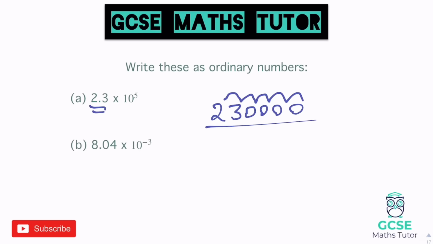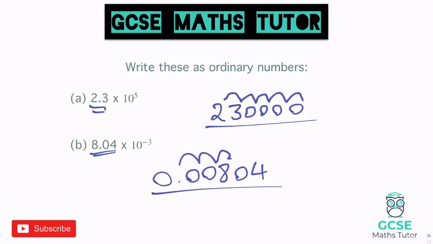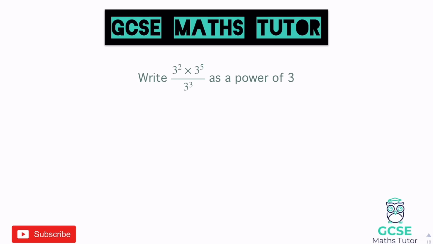So this is going to be a 0 point number, and again I'm just going to write these digits out at the start, these bits here, and imagine where the decimal is at the top, 8.04. So negative 3 means it's going to be a small number, so we're going to jump it left 3, 1, 2, 3. So it's going to go there, fill in all the zeros and tidy it up at the start. So 0.00804, final answer.